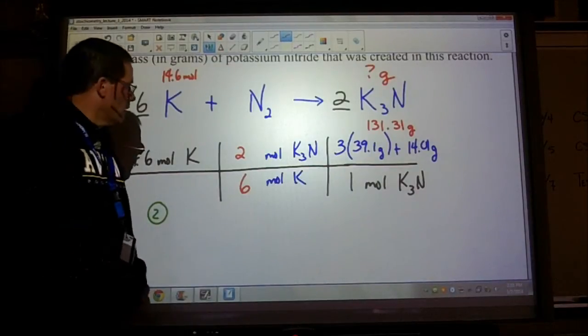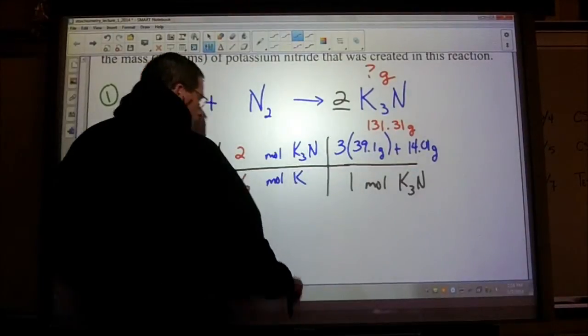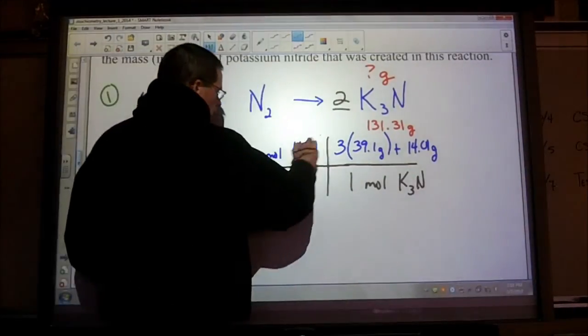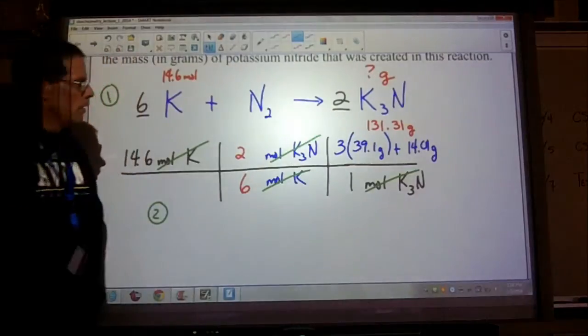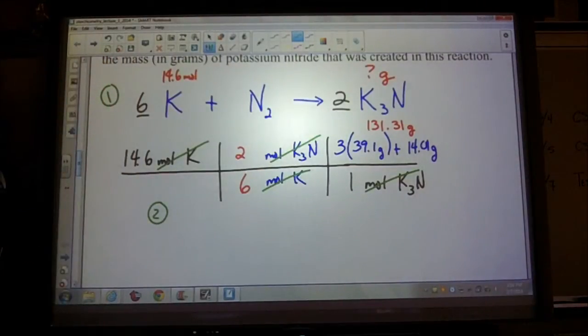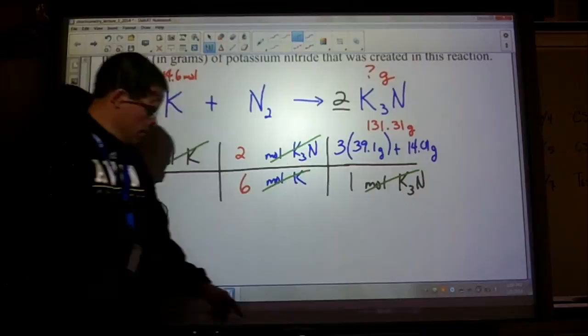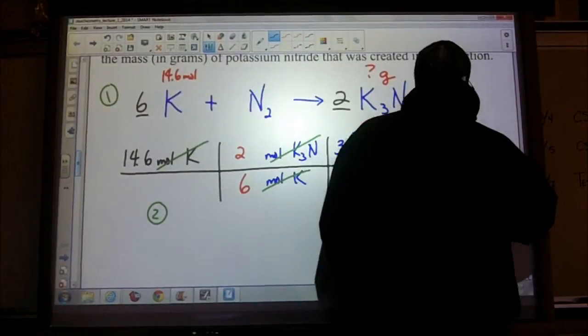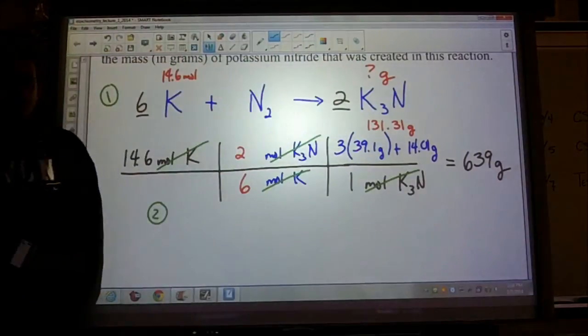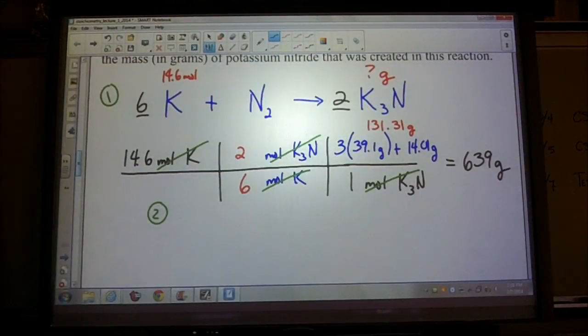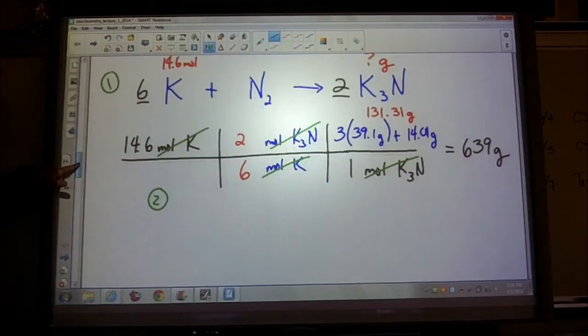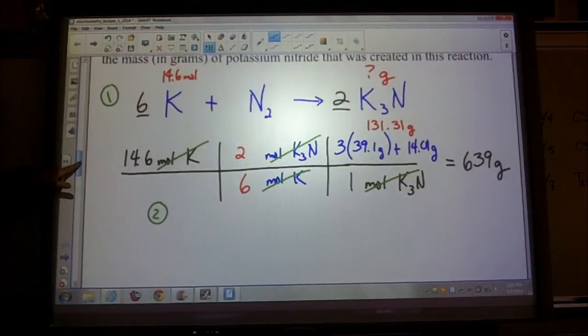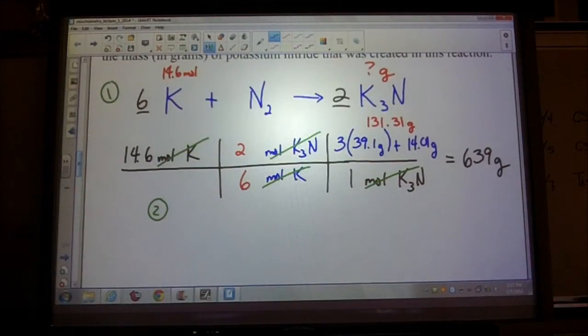Right. So now if we cancel out our units, we're looking good. And then whatever that equals, 639.042, I believe. 639 grams of K3N. Is this difficult yet? Not really. Easy stuff. Pretty easy. And again, remember the 4 steps.